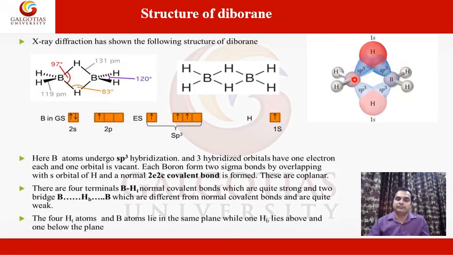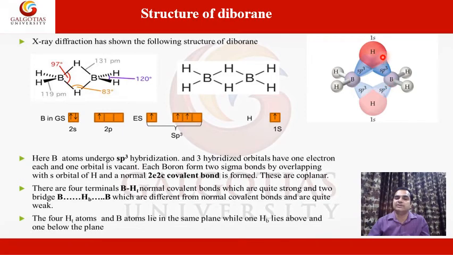So they are head-to-end overlapping takes place between the sp3 of this boron, 1s of this hydrogen, and sp3 of this boron atom. They are making in such a way that this is having one electron, but this sp3 orbital of boron remains vacant. So we can say that they are forming the two-electron three-centered bond.